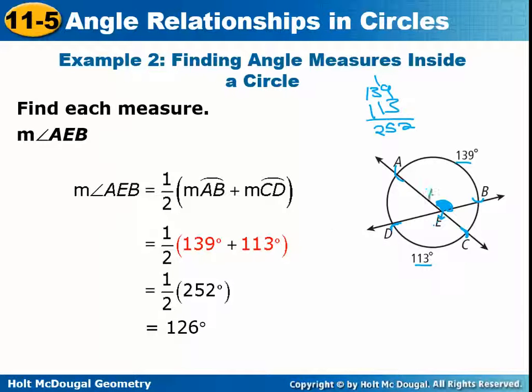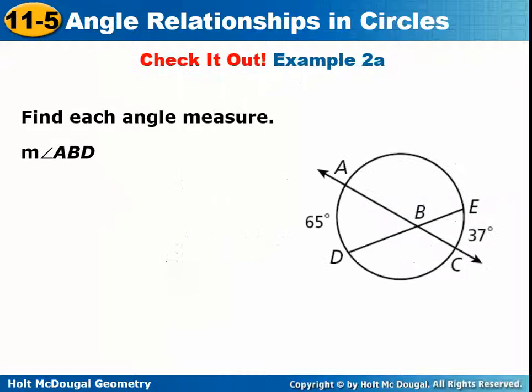Sometimes, I'll give you a little heads up, sometimes you have to find that angle before you can find the angle they ask for, which might be AED. And you could do that because these two angles together are a linear pair, they're 180. So then you just take 180 minus 126 to find this angle. And you are going to have to do that once in a while.